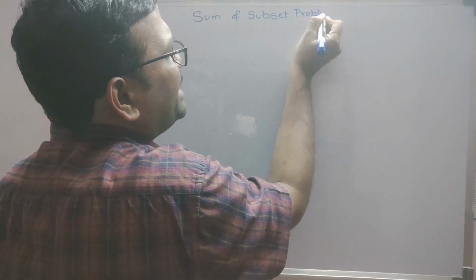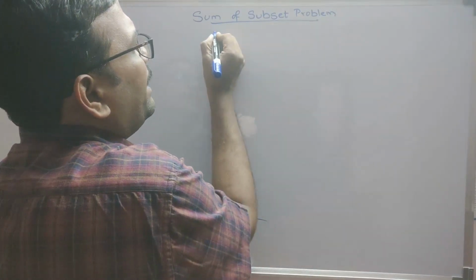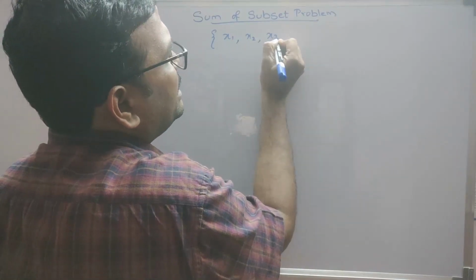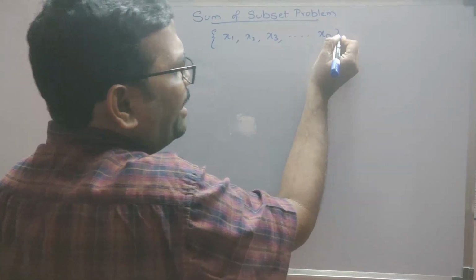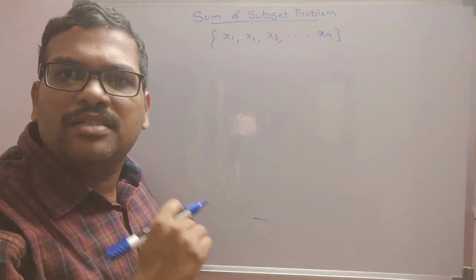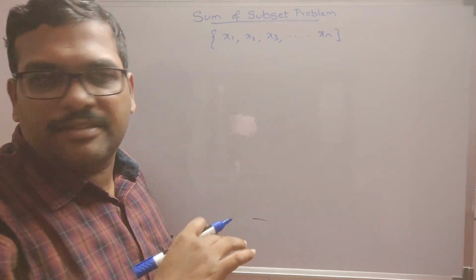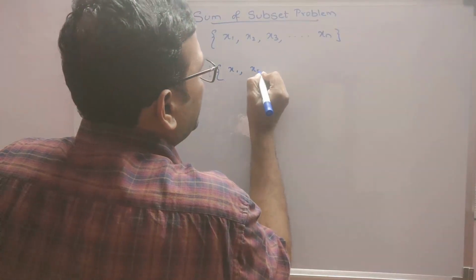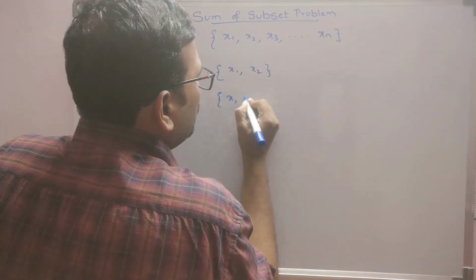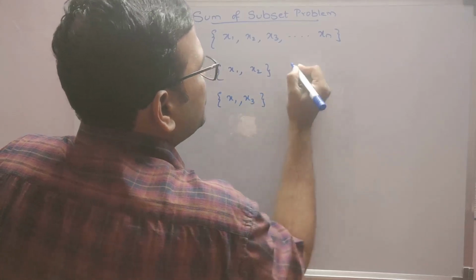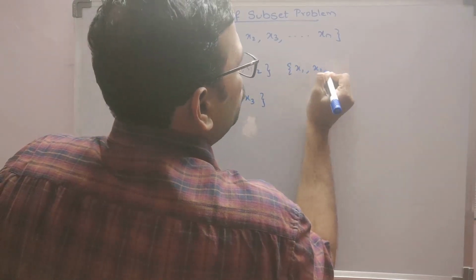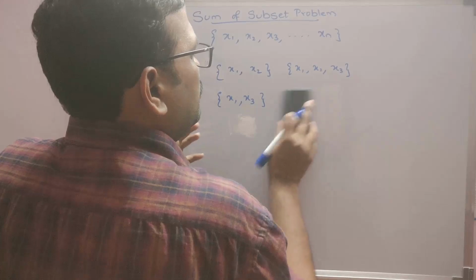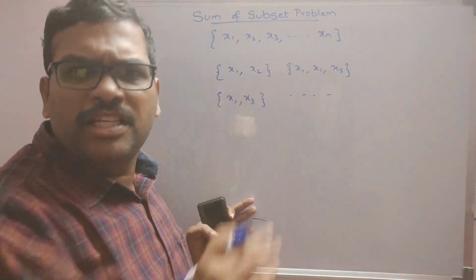So we know what a subset is, right? We'll take a set of elements x1, x2, x3 and so on up to xn, and from this particular set we are supposed to find the subsets, all the combinations of subsets. Let x1 comma x2 be one subset, x1 comma x3 another subset, x2, x3 one subset, and so on. There will be a lot of combinations, right?